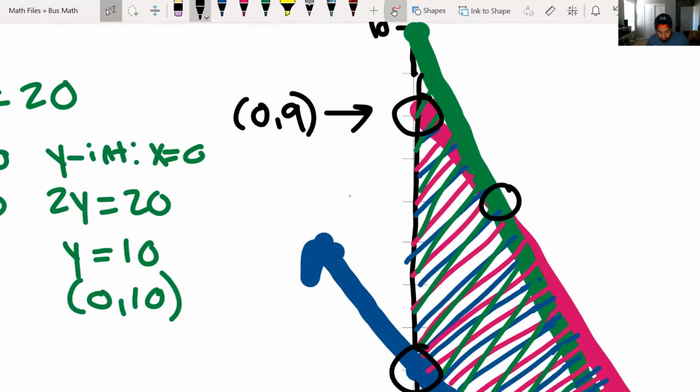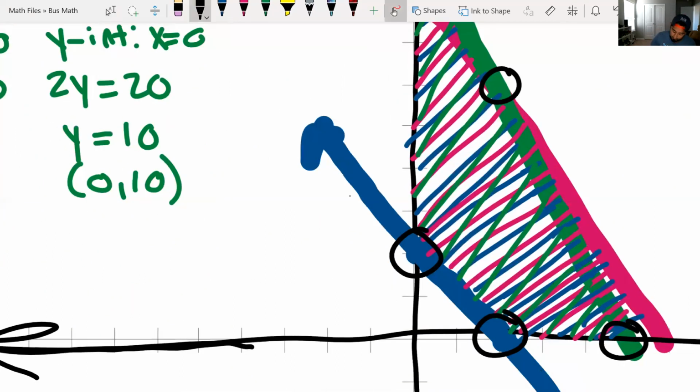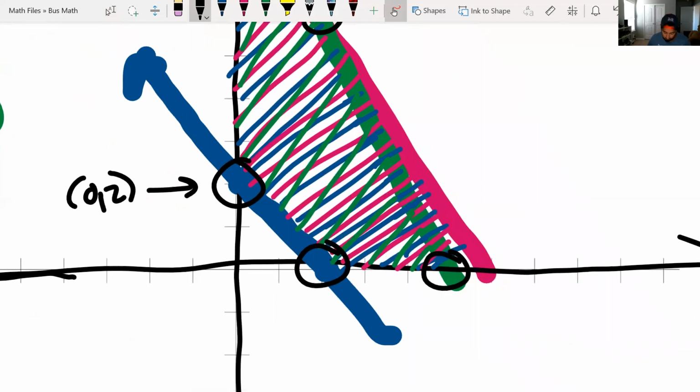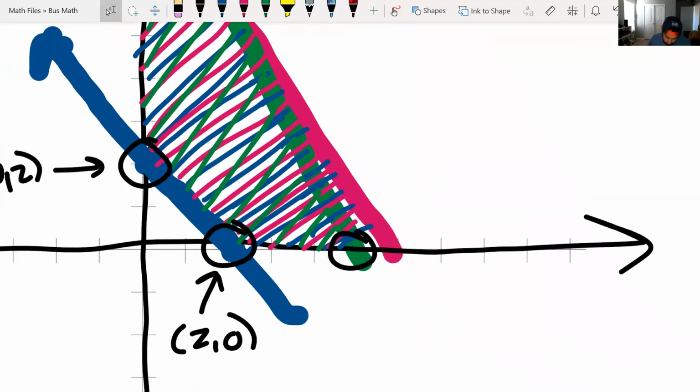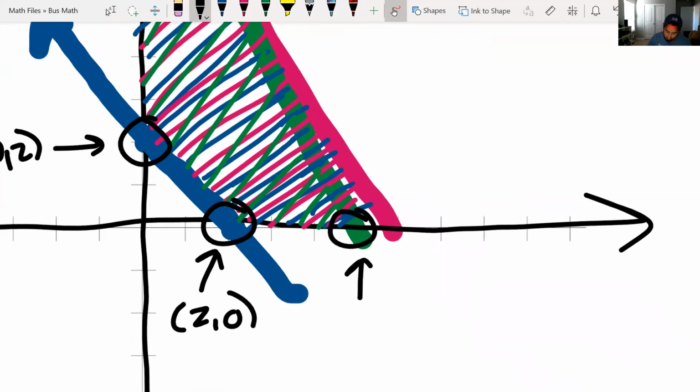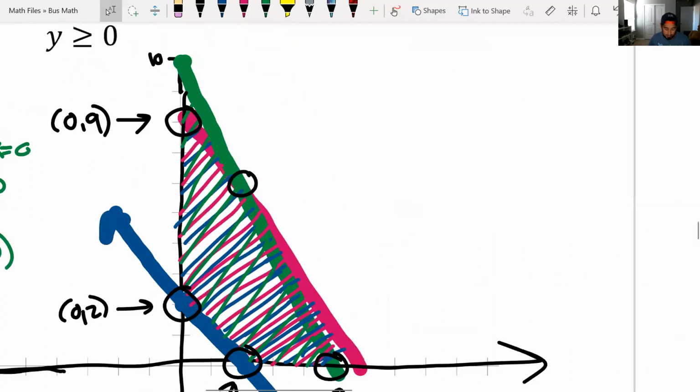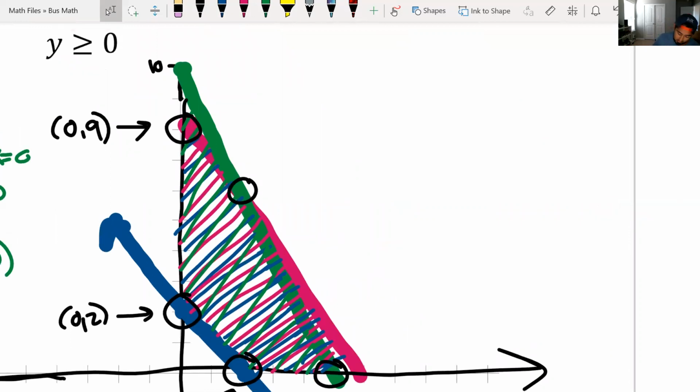And then we have (0, 2), (2, 0), and then 1, 2, 3, 4, 5, (5, 0). And the last corner point is to be determined by a system of equations.